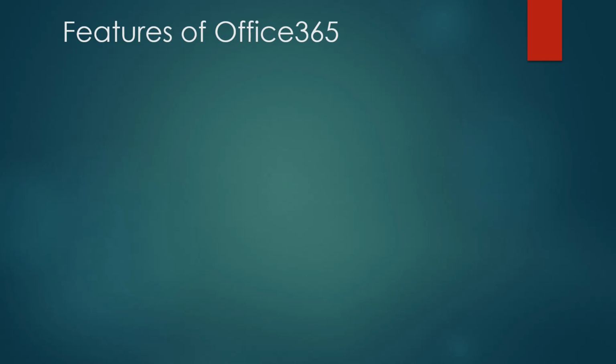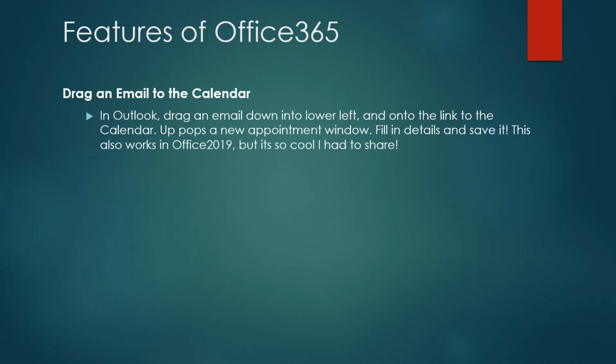It's really neat. Okay, this is our last page here of features. Drag an email to the calendar. In Outlook, drag an email down to the lower left and onto the link to the calendar. Up pops a new appointment window. Fill in the details and save it. This works in Office 2019 also. It's really cool. I had to share that.